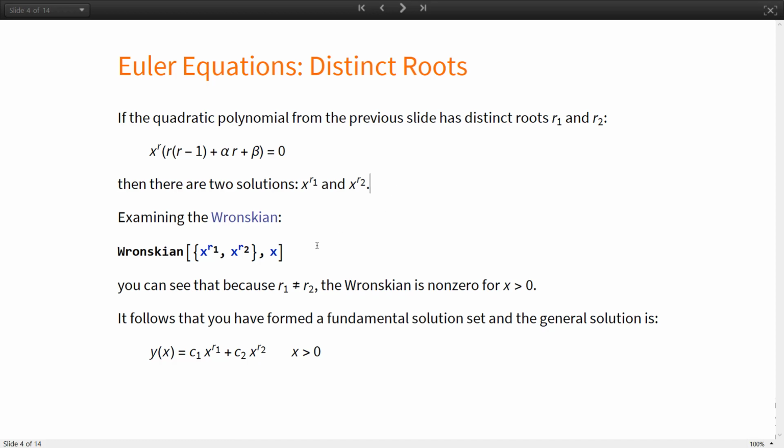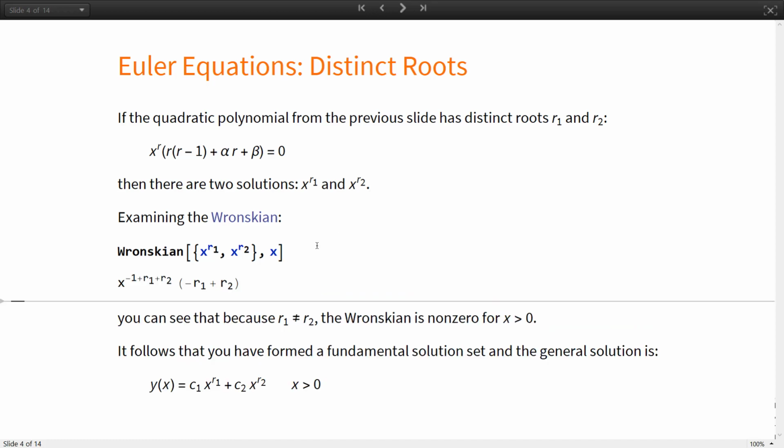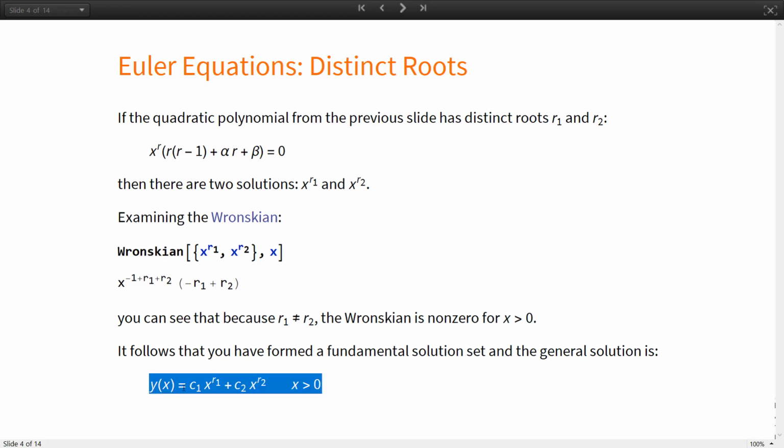Take a look at the Wronskian for these two functions. It is seen that the Wronskian is non-zero for all positive values of x because we have assumed that the two roots are distinct, which is to say that r1 is not equal to r2. Therefore, we have formed a fundamental solution set to this differential equation. Since the general solution is a linear combination of the functions which form the fundamental solution set, we can insert the arbitrary constants and write the general solution for positive x values as this.